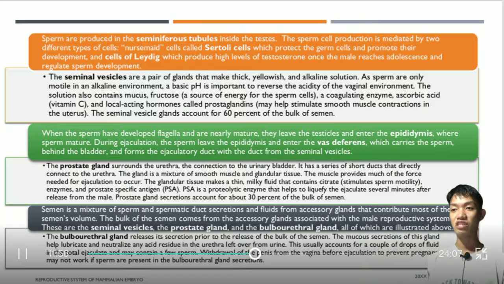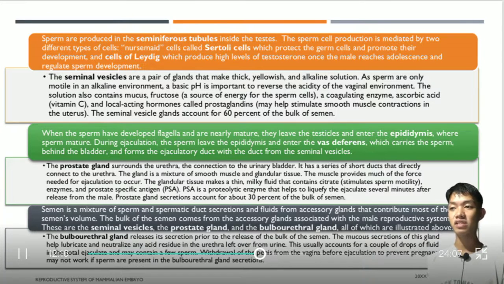PSA is a proteolytic enzyme that helps to liquefy the ejaculate several minutes after release from the male. Prostate gland secretions account for about 30% of the volume of semen. The bulbourethral gland releases its secretion prior to the release of the volume of the semen.